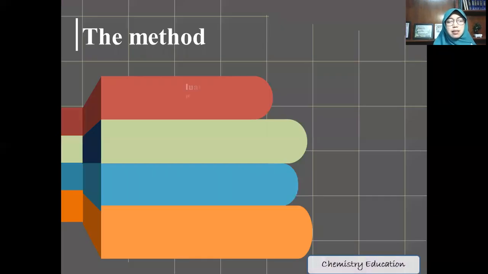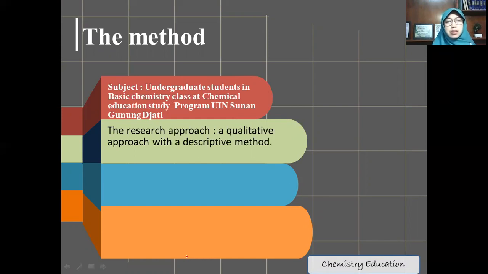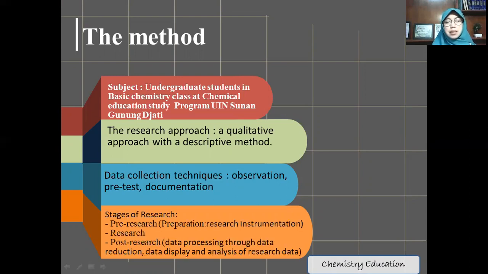The method: the first, the subject of our research is undergraduate students in the basic chemistry class at the Chemical Education Study Program, UIN Sunan Gunung Jati, Bandung. The research approach is a qualitative approach with a descriptive method, with data collection techniques using observation, retest, and documentation. The stages of research are first pre-research, including preparation and research instrumentation, then the research, and the last post-research, including data processing, data reduction, data display, and analysis of research data.